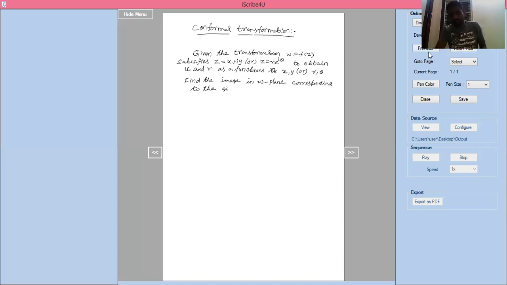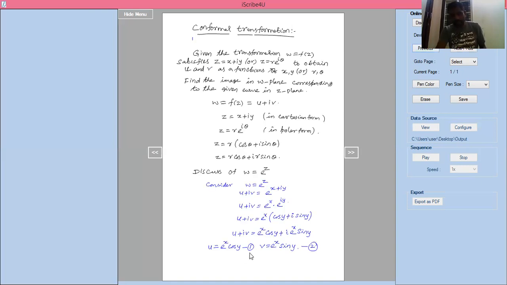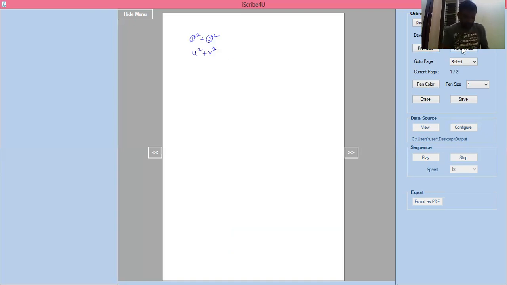But the left hand side, this is u equal to e power x into cos y, v is e power x sin y. U square plus v square equal to e power x cos y whole square plus e power x sin y whole square. Now u square plus v square equal to e power 2x into cos square y plus e power 2x into sin square y.